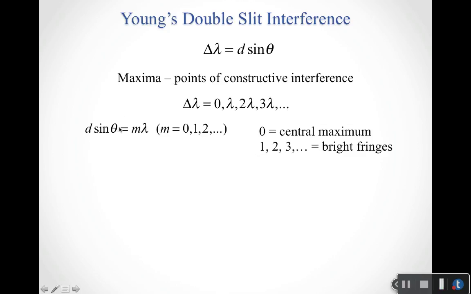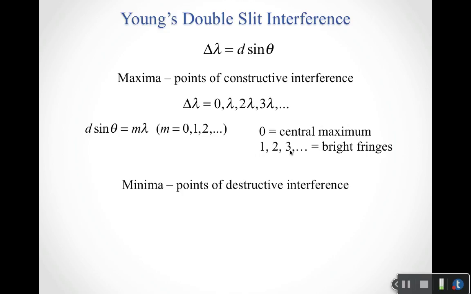So equating those two things, what I get is that d sine theta, this way of talking about my path difference, has got to be equal to m times lambda, where m can be 0, 1, 2, 3, any whole number. 0 corresponds to the central bright maximum, and then 1, 2, 3, those are all my bright fringes. So you'll notice that this works out quite nicely: when we want to talk about the first bright fringe, we're going to use 1. The second bright fringe gets 2. The third bright fringe gets 3.